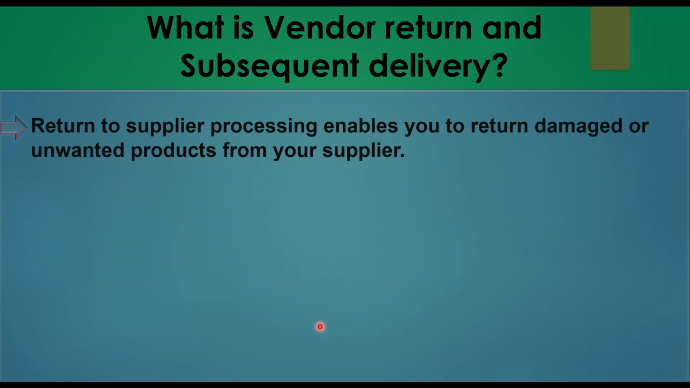We'll start with today's topic, that is vendor return and its subsequent delivery. So first, what exactly is vendor return? Return to supplier processing enables you to return damaged, unwanted or poor quality goods to your supplier. That means if, while transporting some product, its quality got damaged or broken, or the vendor has delivered the wrong product, or the quality of that product is not up to the extent that you wanted, in that case you create a vendor return delivery.